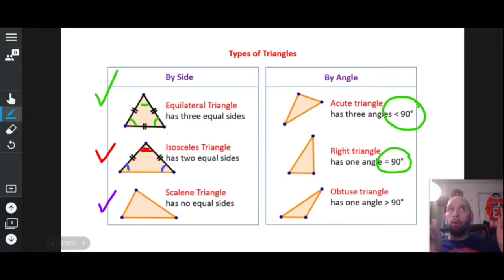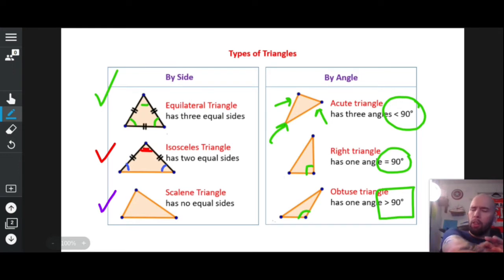Since triangles contain only 180 degrees of angle in its angle sum, you can never have more than one 90-degree angle. Similarly, you can never have more than one angle that's greater than 90 degrees, and that's where you get your obtuse triangle from. An obtuse angle is greater than 90, so an obtuse triangle has one angle that's greater than 90 degrees. The right triangle has one angle that is 90 degrees, and the acute triangle has all three angles less than 90. So we're going to use these words a lot in this chapter. Make sure if I were to say, obtuse triangle, you know what that means.